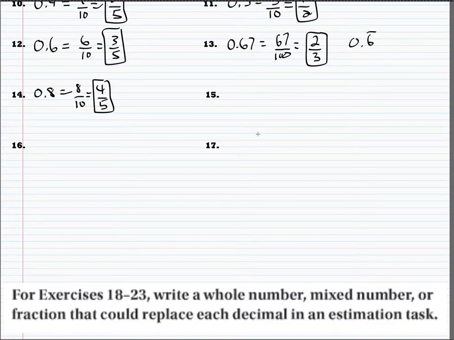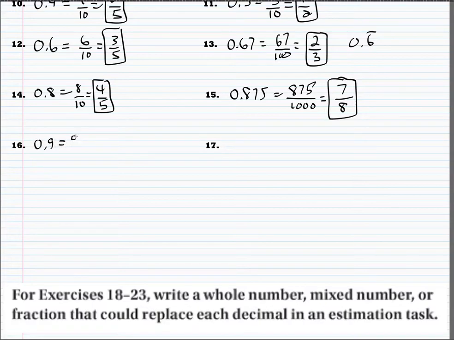For number 15, I have this, 875 thousandths, which as a fraction is just like you said it as a decimal, 875 thousandths. And if you reduce this with the greatest common factor, you'd find that 125 goes into 875 7 times, and into 1000 8 times. So again, that's a matter of knowing those benchmarks. Number 16, we have 0.9, which goes to 9/10, which cannot be reduced.